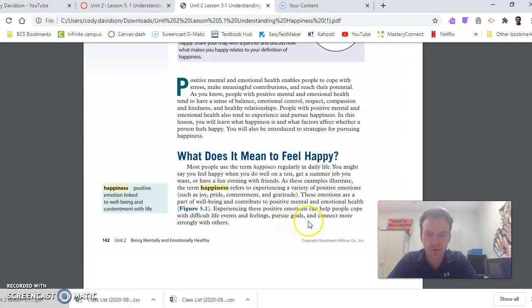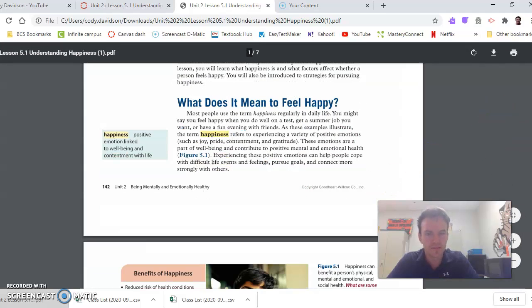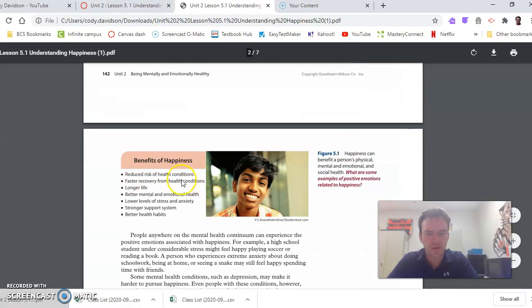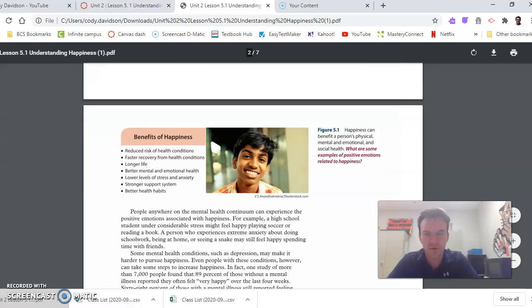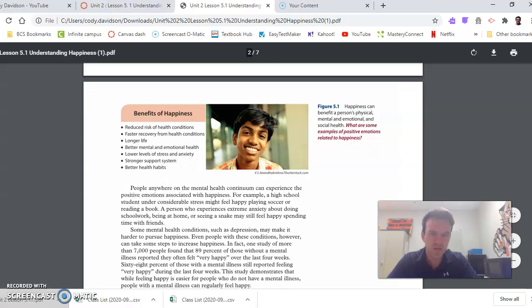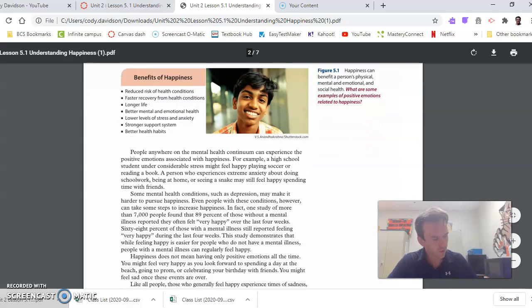Experiencing these positive emotions can help people cope with difficult life events and feelings, pursue goals, and connect more strongly with others. So obviously, if you are consistently happy, there are a lot of benefits, right? Those benefits are listed here too: reduced risk of health conditions, faster recovery from health conditions, longer life, etc. All right? So, what is happy?